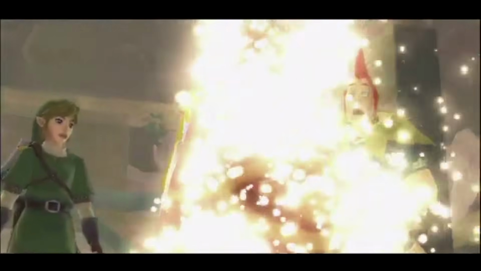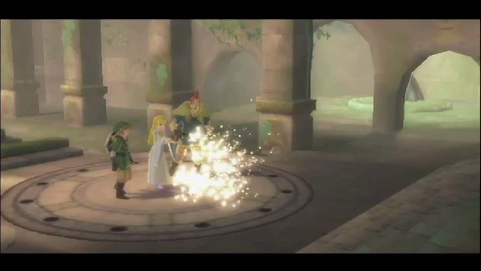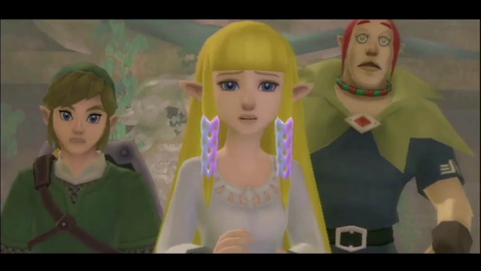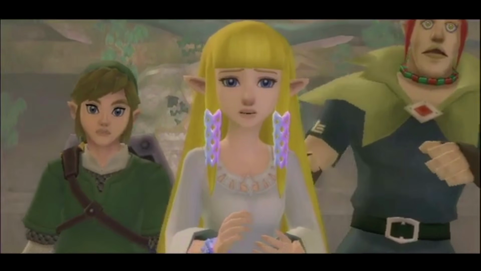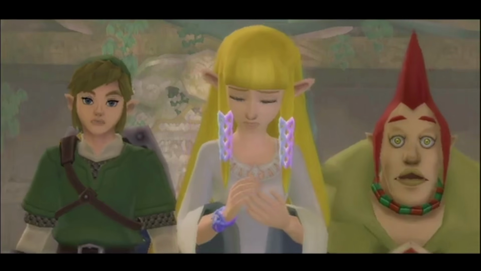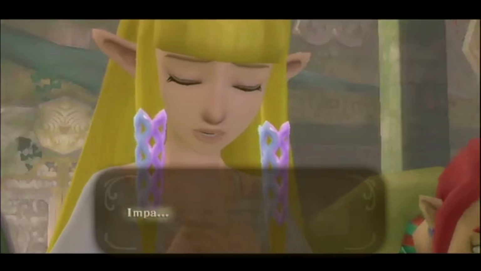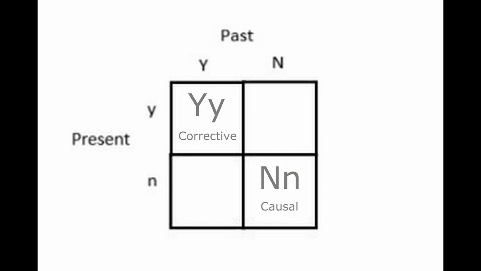Remember, in causal loops, the past has already taken place. We can't change it. Thus, the whole game should be taking time travel in the past era into account from the very start of the game. And that is very clearly not the case for most objects and characters in the game. It's just Impa and Zelda in the back room. That leaves us with two squares left. The yes-no square and the no-yes square.